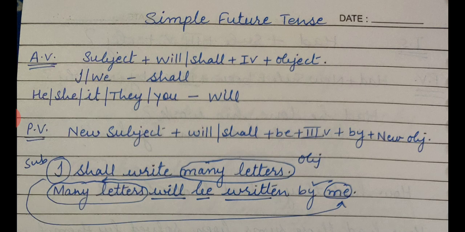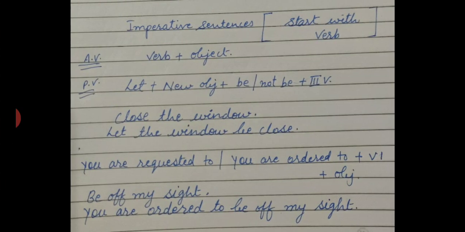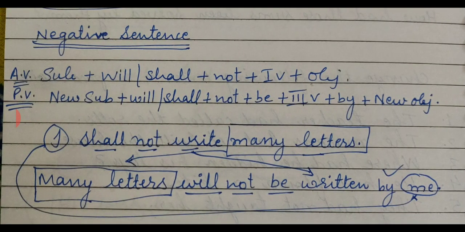I hope you got it. Now we are moving towards the negative sentence. You must know the structure of the negative sentence as well. Subject plus will or shall plus not plus first form of verb plus object. Now the passive structure: new subject, will or shall, then not with the helping verb. After not we use be, then the third form of verb, then by, and then the new object.